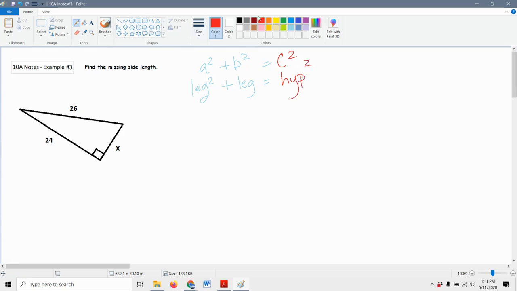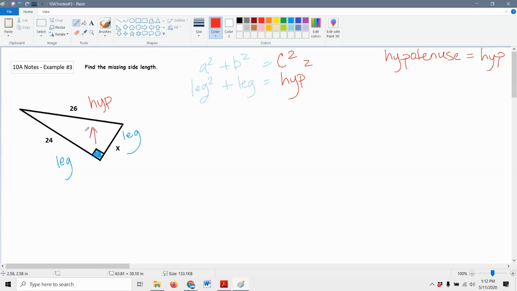So again, the first thing that we always want to do is to label our sides. The sides that make up our right angle, this is our right angle, are the legs. Both of these are the legs. This long side opposite our right angle is called the hypotenuse, and we always just abbreviate it HYP. Now, we've got our sides labeled.